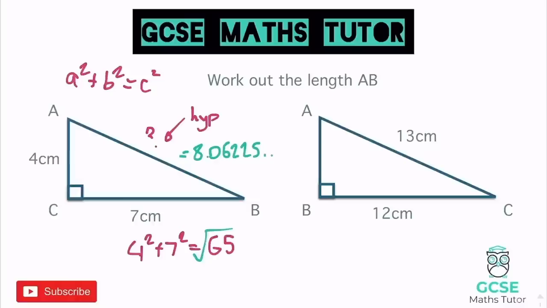And again, if it asked us to round it to 1 or 2 decimal places, we'd do that in the question. Now moving on to the next one, we've actually got the length of the hypotenuse this time, so we've got 13. And we're trying to find this length, so A to B this time is one of the shorter sides. So rather than add them together like we did down here, we're just going to subtract them.